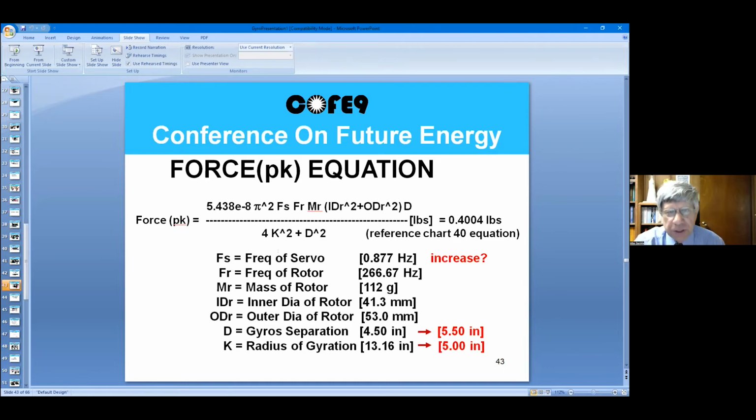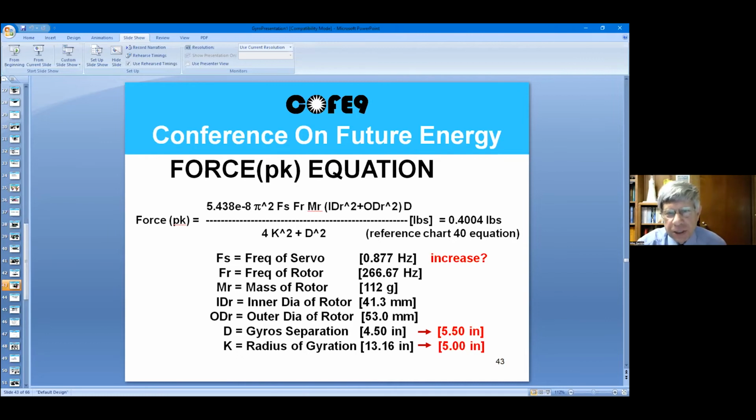So you plug in the numbers. The speed of the servos is 0.877 hertz. The gyros spin at 266.67 hertz. Mass of the rotor is 112 grams. The inner diameter is 41.3. Outer diameter is 53.0. Separation distance 4.5, and the radius of gyration is 13.16. And of course, you get the same number, 0.404. However, you can see what parts contribute.